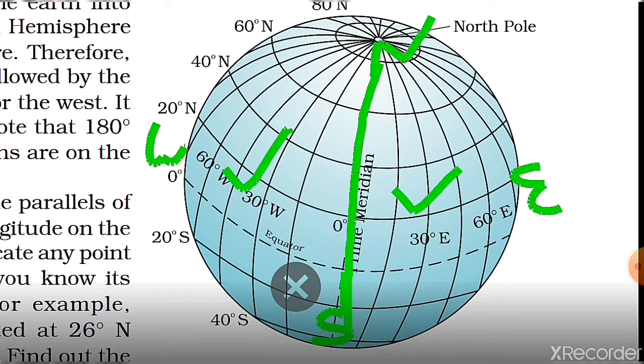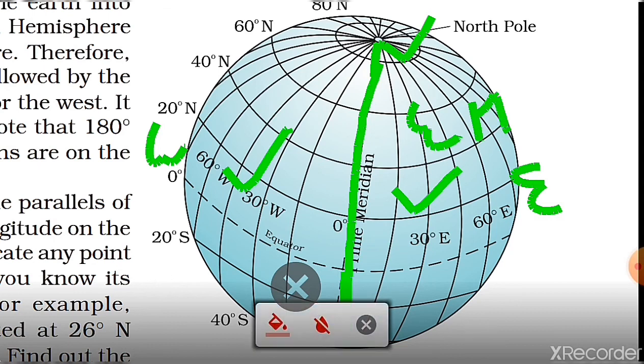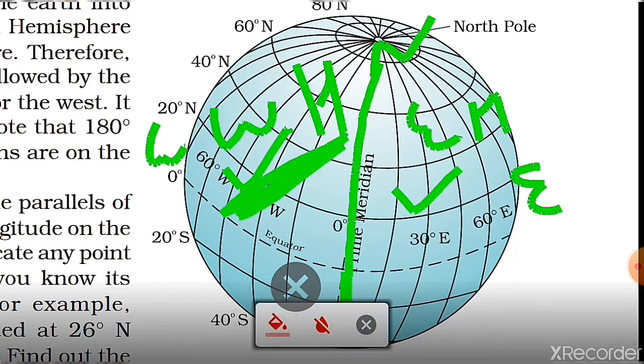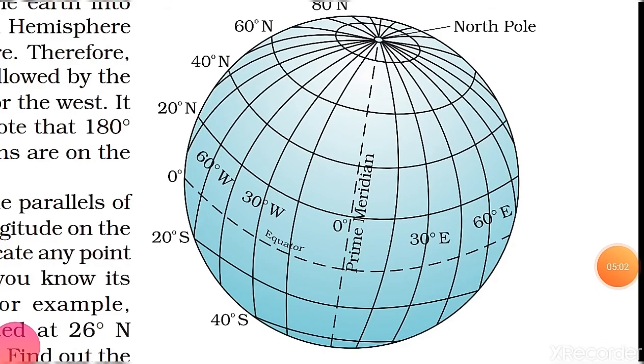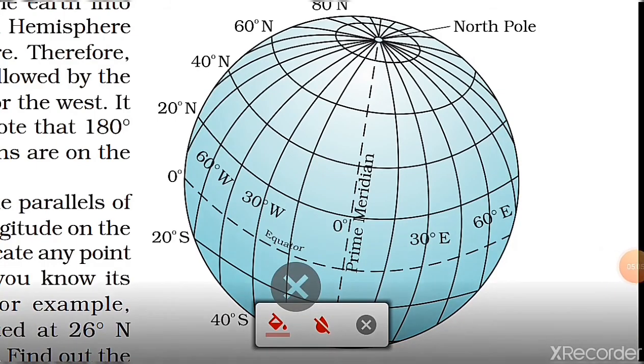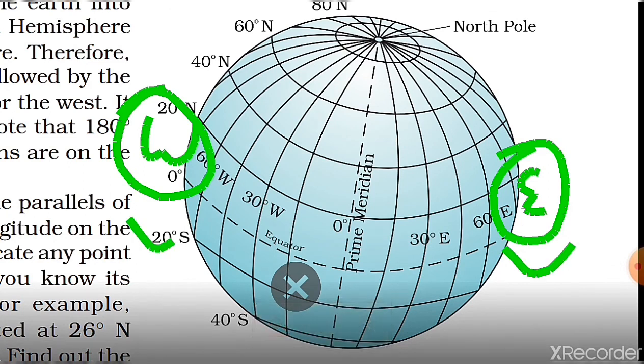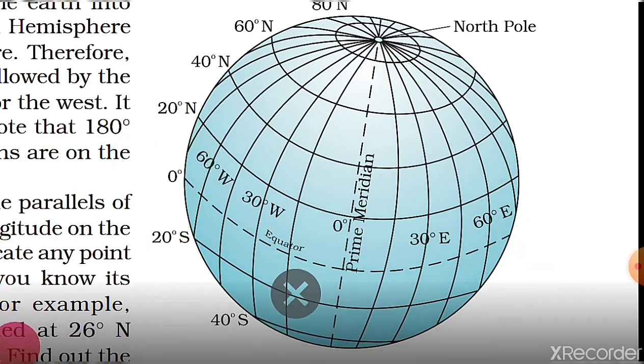First is the eastern hemisphere. What is the eastern hemisphere? And second is the western hemisphere. So don't confuse the eastern hemisphere and the western hemisphere. The eastern one is followed by the letter E and the western by the letter W. Letter E represents east and W represents west. East, west, north and south, you know that now very well.